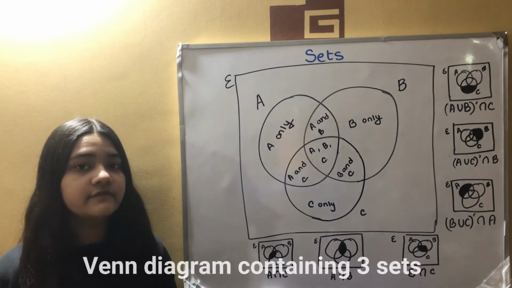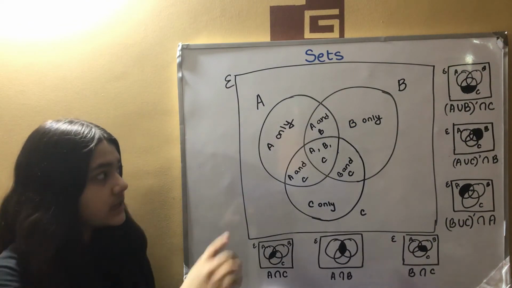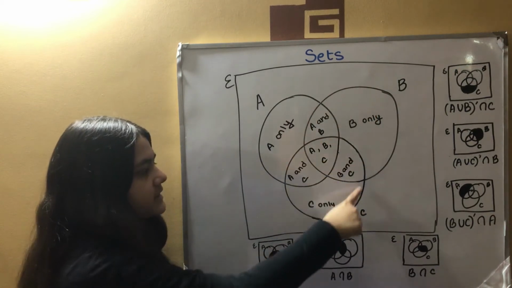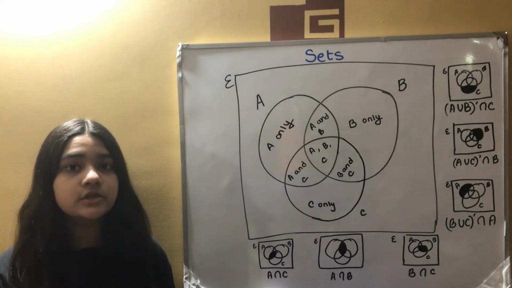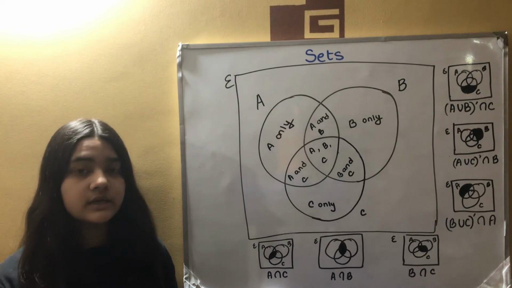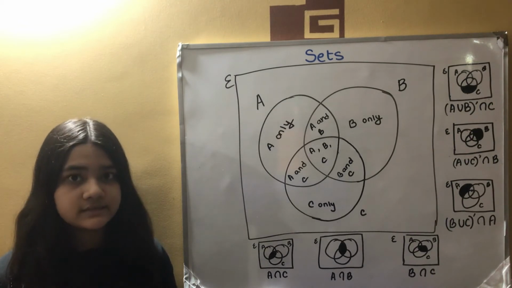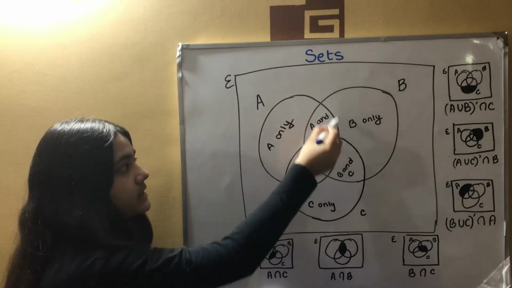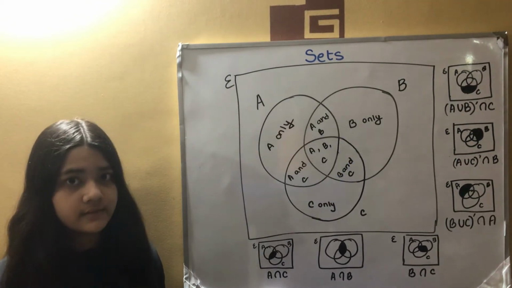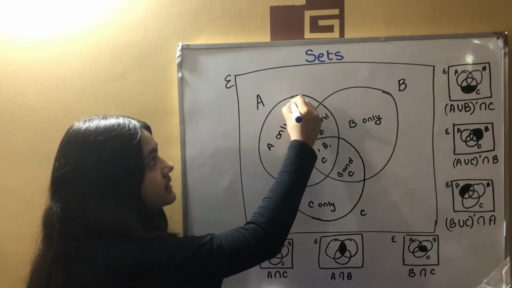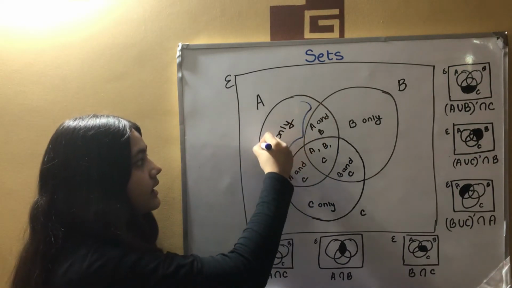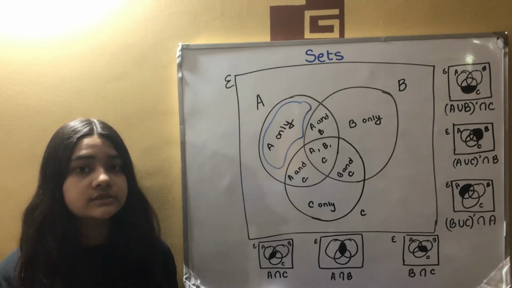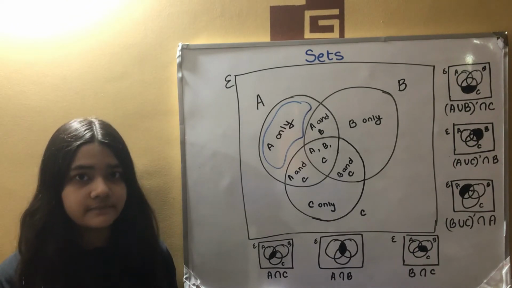Here we have the Venn diagram with 3 sets. Set A, set B and set C. So let's look at which part is for which sets. First of all, we have set A. This whole circle is set A. And this part is only for set A. There is no set B or set C.